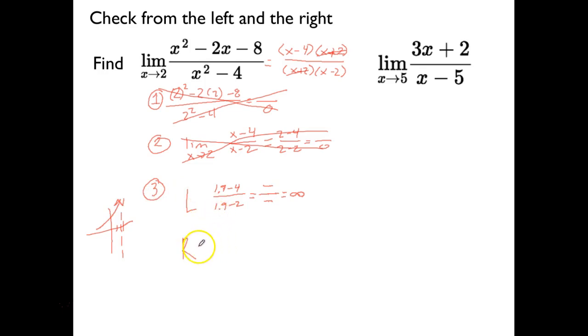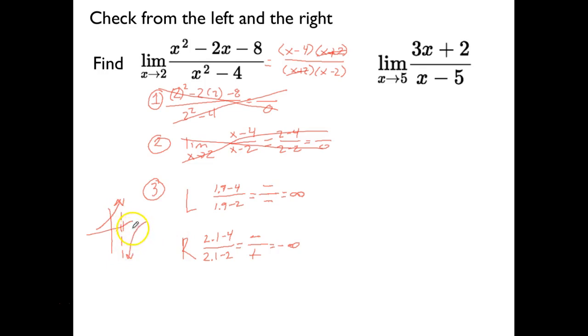Let's see what's going on the right-hand side. So I need a number to the right of 2, say 2.1 minus 4 all over 2.1 minus 2. Okay, remember, all I care about is the sign. I don't care about the actual number. 2.1 minus 4 is going to give me some negative. 2.1 minus 2 is going to give me some positive. And then a negative divided by a positive is a negative infinity. Okay, we will be going down from this side. So my graph is going to look like this.